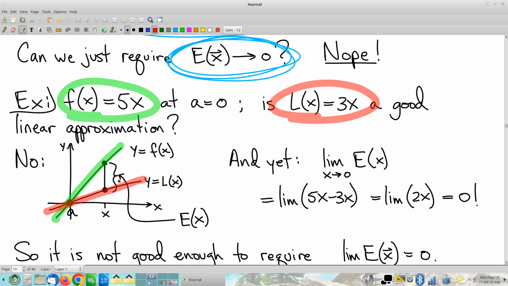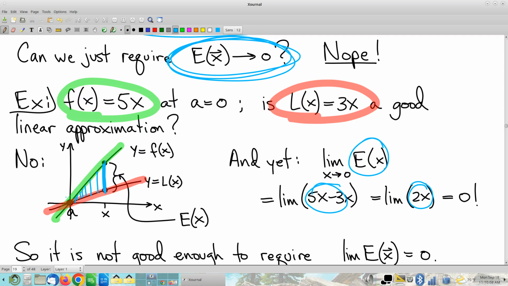And yet, if you look at the error, the error being the difference between the right value and the approximated value, well, that error does approach 0, and you can see it right here in the graph. So if we use this as our standard, that no error, no problem, then we would be forced to accept this red line as being a tangent line to this green line. And again, nonsense. There's no way that this is the definition we want. Everybody cool?